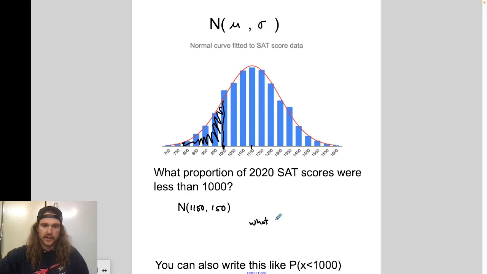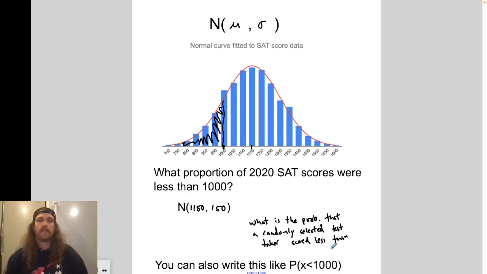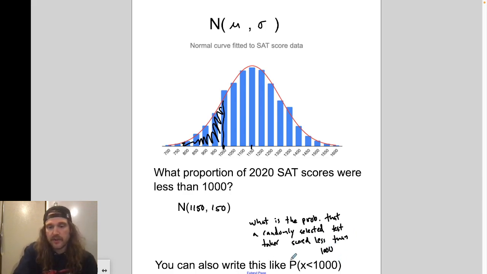What is the probability that a randomly selected test taker scored less than 1,000? Cool. I'm going to be using this probability notation for the rest of the video, but it really means the same thing as this proportion question.